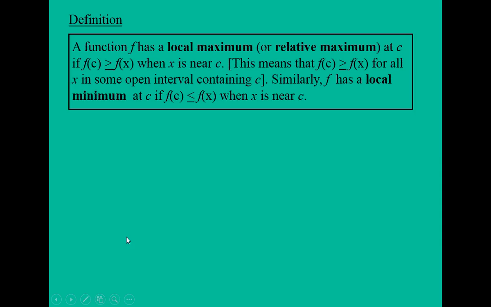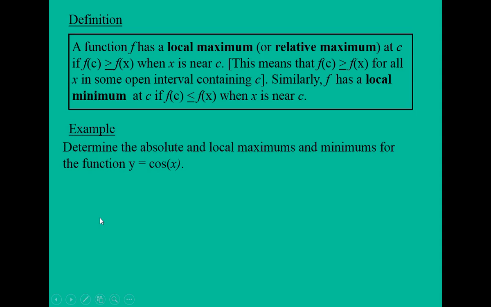Definition: a function f has a local maximum at c if f of c is greater than or equal to f of x when x is near c. So that's why we were localizing these points around c. And also if f has a local minimum at c, then f of c is less than or equal to f of x when x is near c. So that's very similar to the definition we saw for absolute maximum and absolute minimum values.